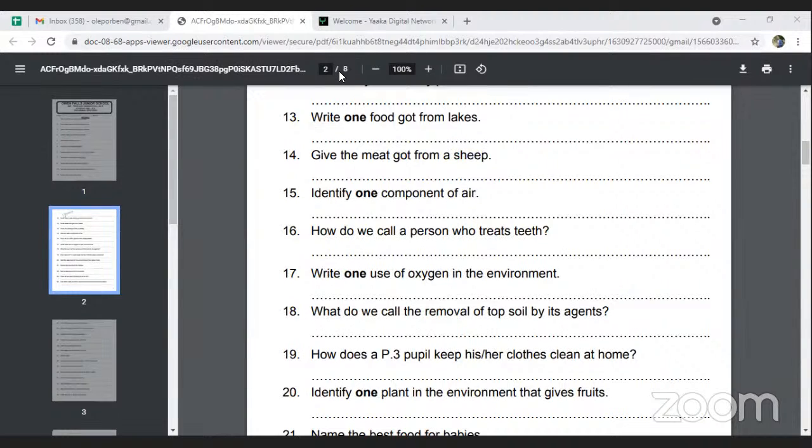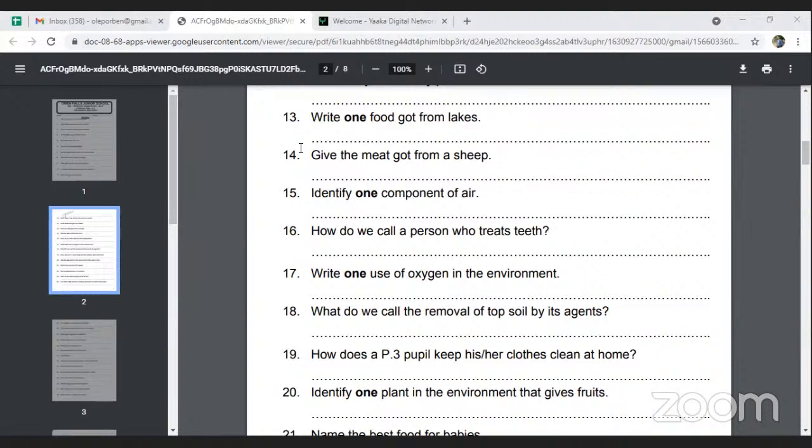Another one? Asante? How can you keep your clothes clean? Shadrach has said by washing them. Another one? The only one is by washing them. But you can also do drying them. Drying, but there is the other one that I need, that is ironing. You simply say by washing them, by ironing them. As simple as that. Number 20 says identify one plant in the environment that gives us fruits.